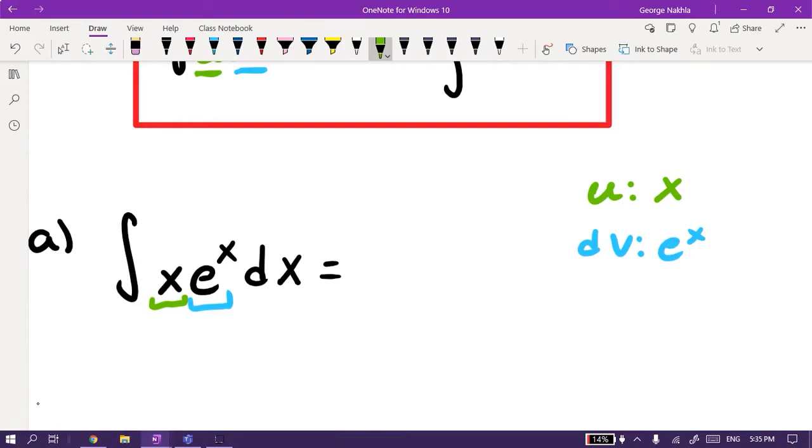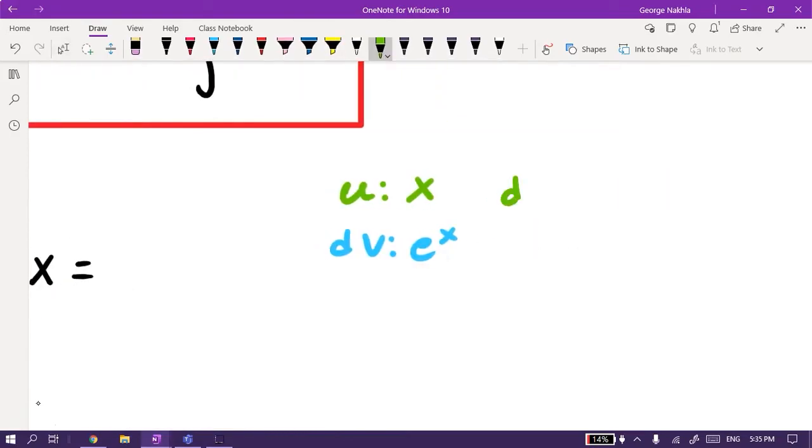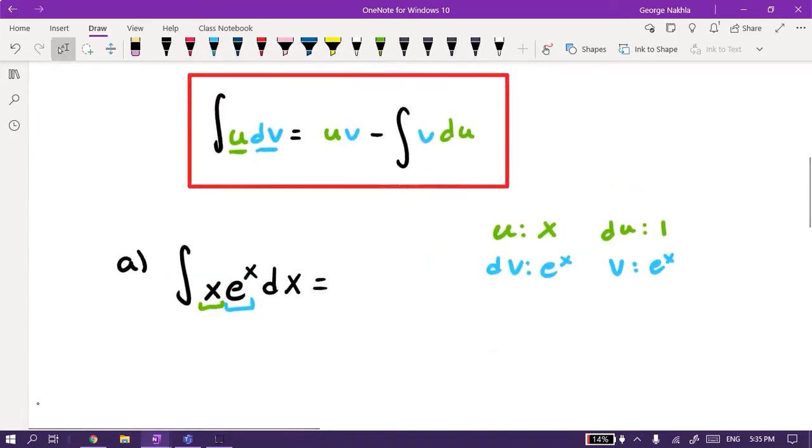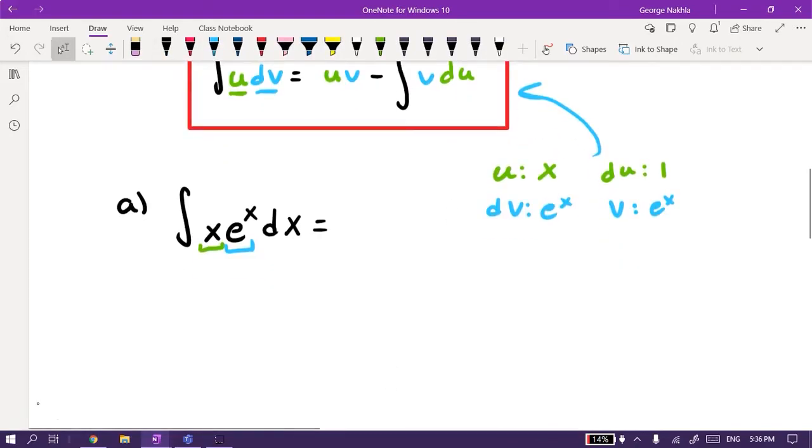Now, you're going to follow through and take the derivative of your u, and the derivative of x is just 1, and you're going to take the integral of your dv value, and the integral of e to the x is just e to the x. So now that you have all these values, all you're going to do is plug these values into this equation up here. So I'm going to rewrite it just one more time.